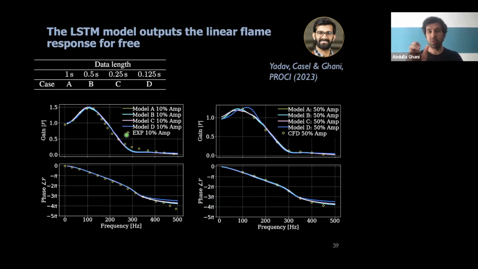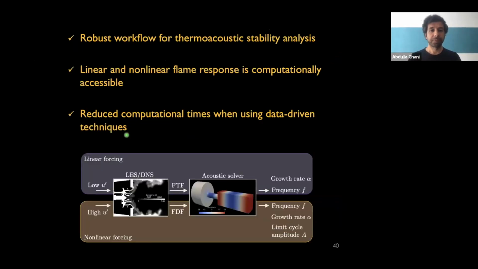In this paper also, we indicate how you can implement pieces of theoretical knowledge, so physics that we know from flame transfer functions, to reduce even more this computational time. So if you're interested in that, please have a look.